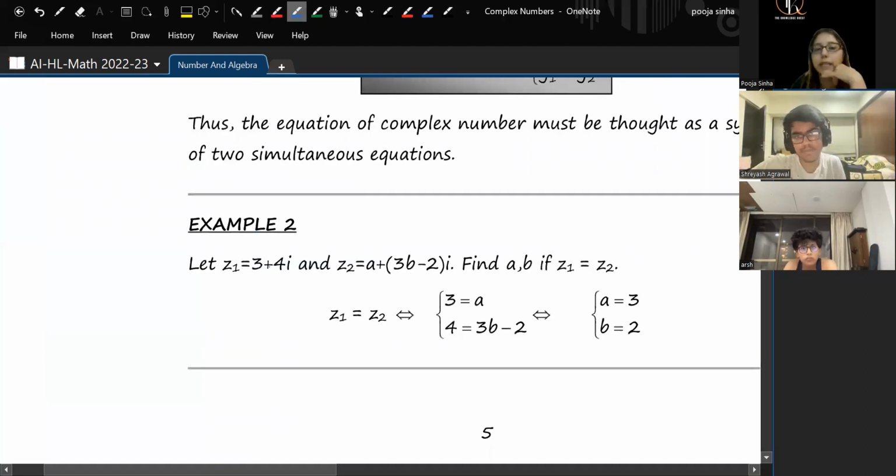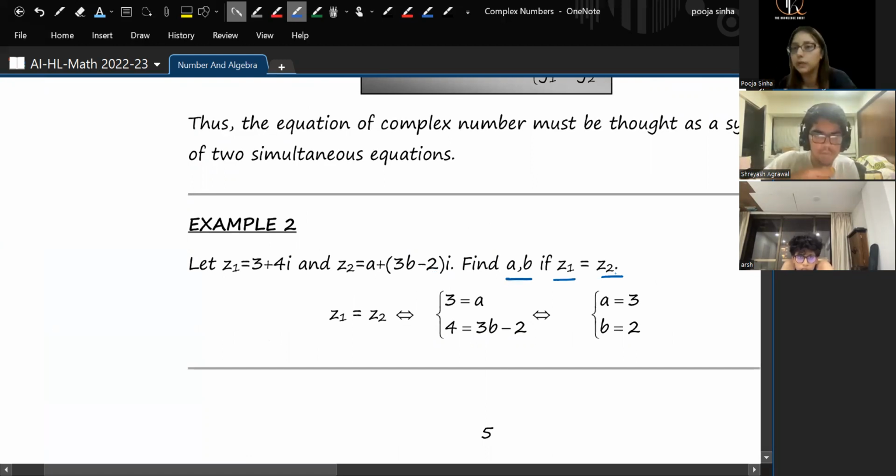Let's see how. Question given to you is Z1 is 3 plus 4i and Z2 is equal to a plus 3b minus 2i. Find ab if Z1 is equal to Z2. So they have already told you that Z1 is equal to Z2. Now you have to tell us what are the parts which I should write as equal. This is the real part. Right? Equate them. Tell and give me the answer if you're able to figure out.